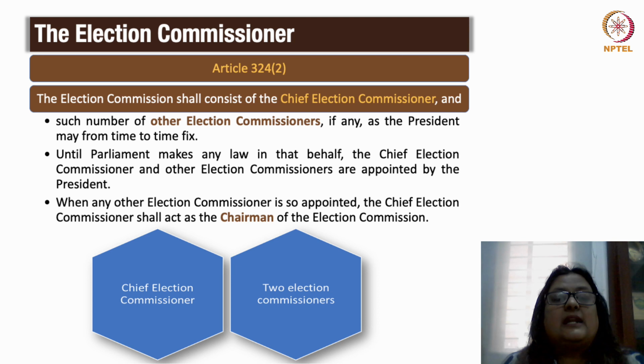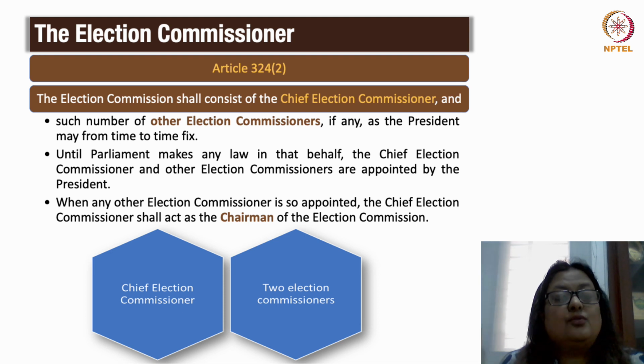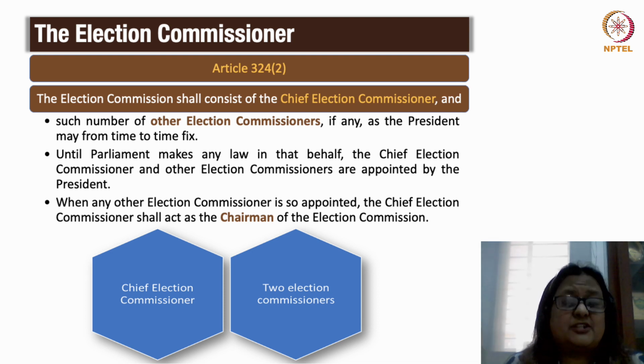Now, until Parliament makes any law in that behalf, the Chief Election Commissioner and election commissioners are appointed by the President. So, this is a constitutional provision that the Election Commissioner and the Chief Election Commissioner have to be appointed by the President. But if there is any such law made by the Parliament for the procedure to nominate the election commissioners, then the legislations shall be followed.